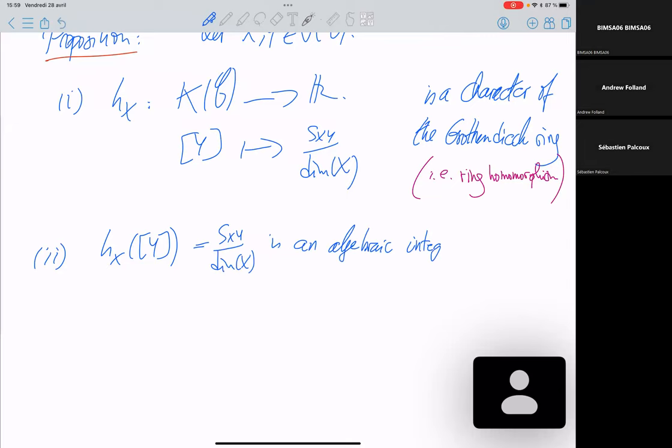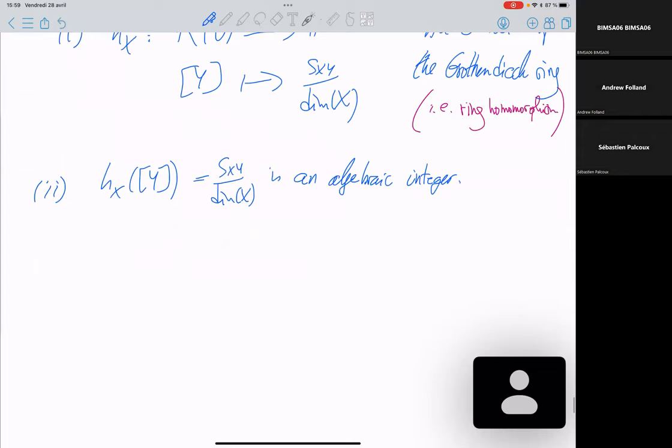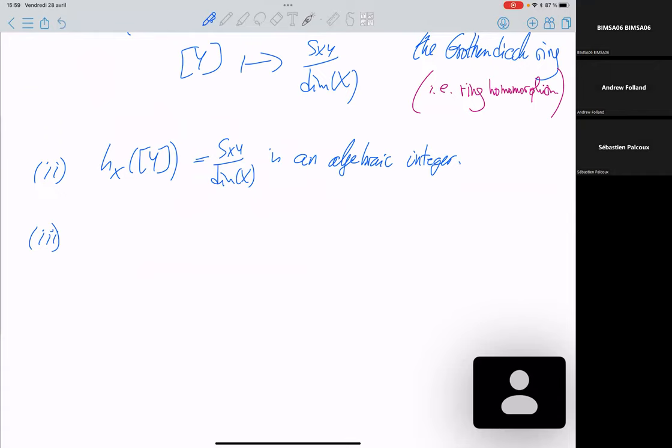Okay. And last point, or maybe remark before the proof. Remark. So H_1 of the class of Y equals S_1Y divided by dim 1, which is exactly dim Y. So it is an algebraic integer.